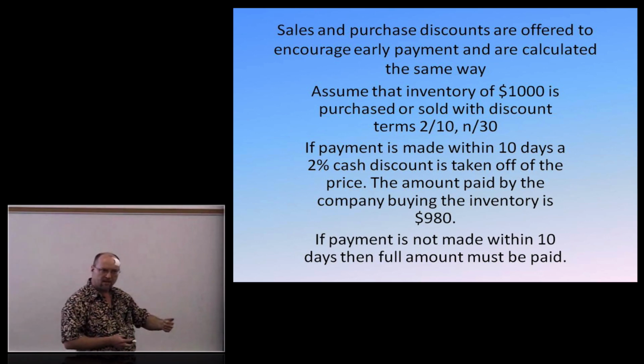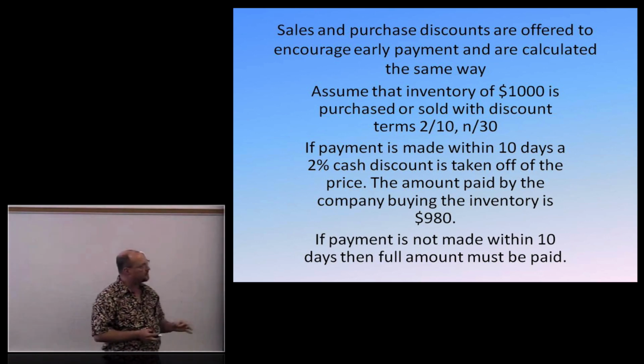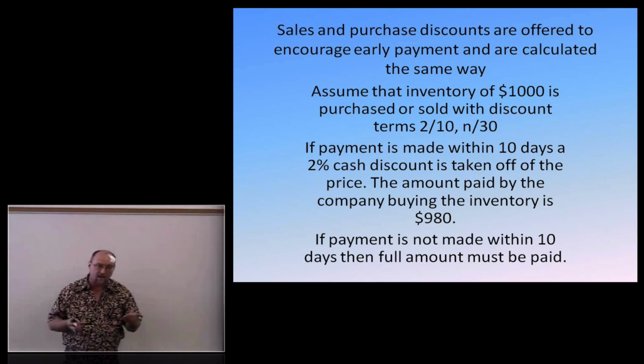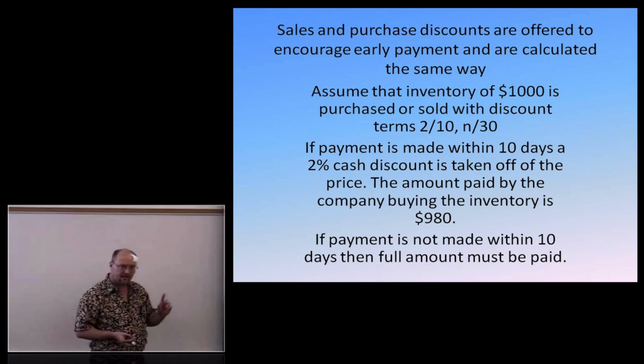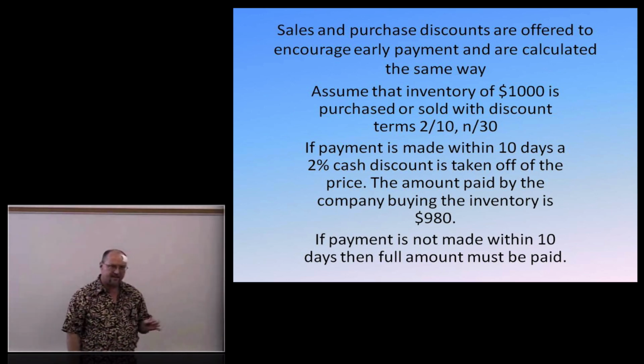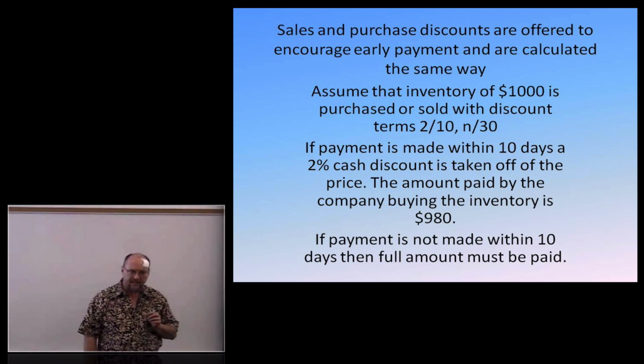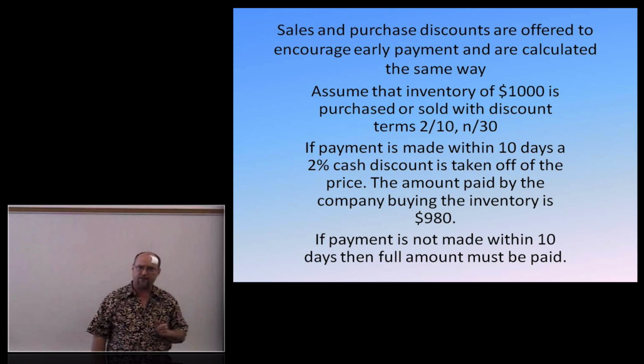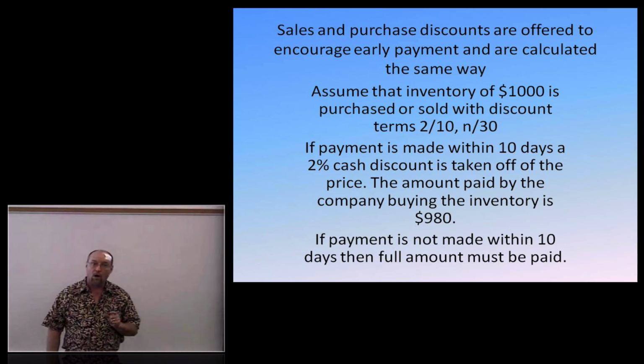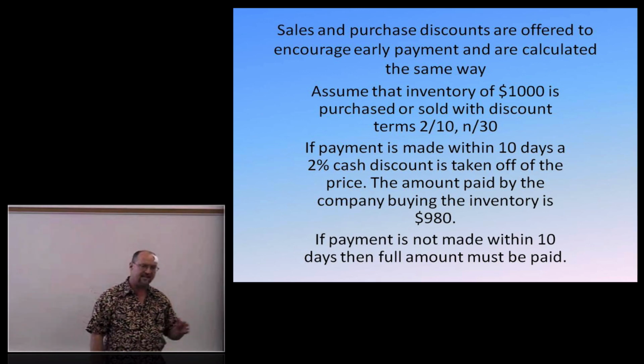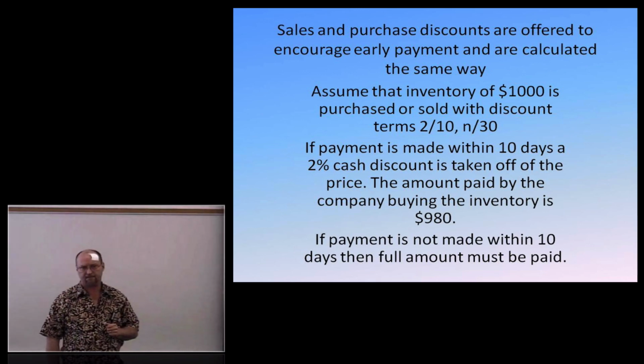days. So it doesn't have to be 2/10 net 30. It could be 1/10 net 45, 3/10 net 60, whatever. In our example, 2/10 net 30. You can take a 2% discount off the price if you pay within 10 days. Otherwise, no discount, and you still have to pay within 30 days.